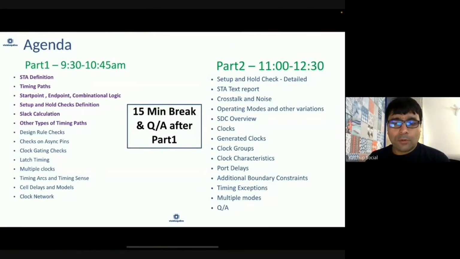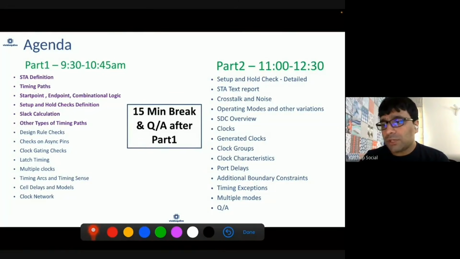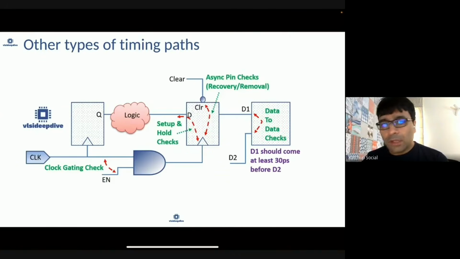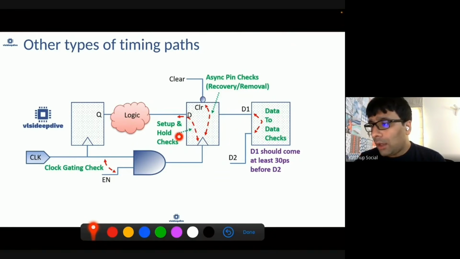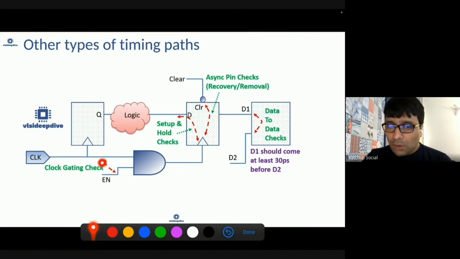So far, we have talked about only setup and hold checks. There are other types of timing paths which are also checked in STA. Let's understand those in more detail. We have talked about setup checks and hold checks, which happen on data pins with respect to the clock pins. STA also does other checks. For example, one of the checks is clock gating checks. A clock gating check is done on the clock enable pin with respect to the clock pin.